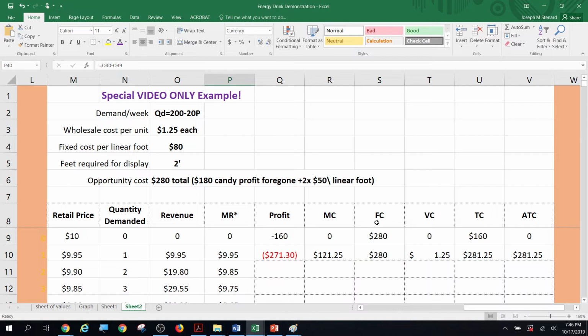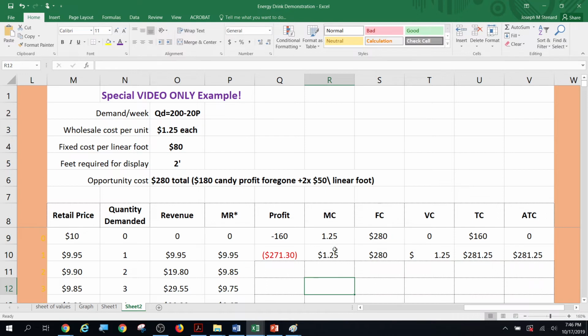We can't do profit yet, but we can come over to marginal cost. We see that the wholesale cost per unit of each of these is $1.25. So for our marginal cost, just to avoid confusion, I'm going to say that the marginal cost, of course, of the first can is $1.25.